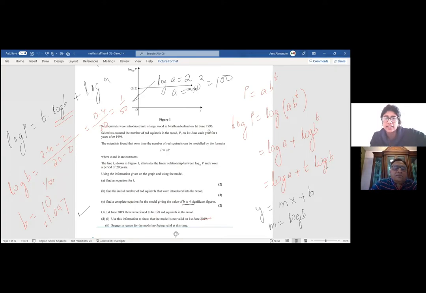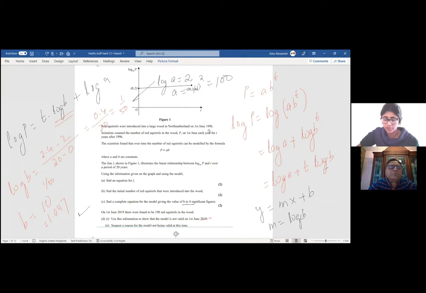So it says show that the model is not valid. On the 1st of June, they found 198 red squirrels. The result you get from the equation will be different, so this is not valid. That is what they're asking for.